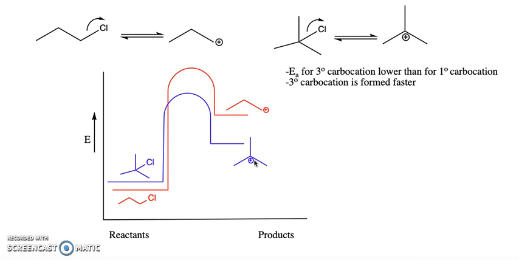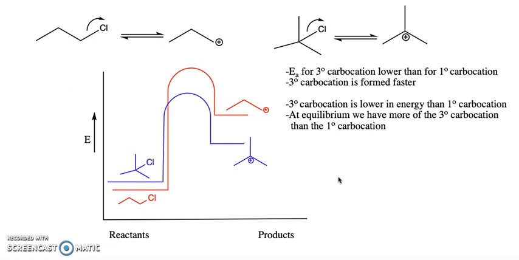Notice that the tertiary carbocation is lower in energy than the primary carbocation. That means, notice this is an equilibrium reaction, that at equilibrium we have more of the tertiary carbocation than we do of the primary carbocation. This means that for the tertiary alkyl halide, the SN1 reaction goes much faster than in the case of the primary alkyl halide. In fact, the primary alkyl halide goes so slow that we don't even usually consider SN1 for a primary alkyl halide.